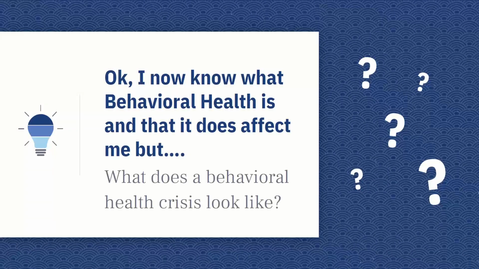All right, so hopefully we've been able to answer at least the first 2 outlines, bullet points. You know what behavioral health is, and that it does affect you in some way, whether it's, again, you personally, family members, loved ones. But what does it look like? What does a behavioral health crisis look like is the big question, right?